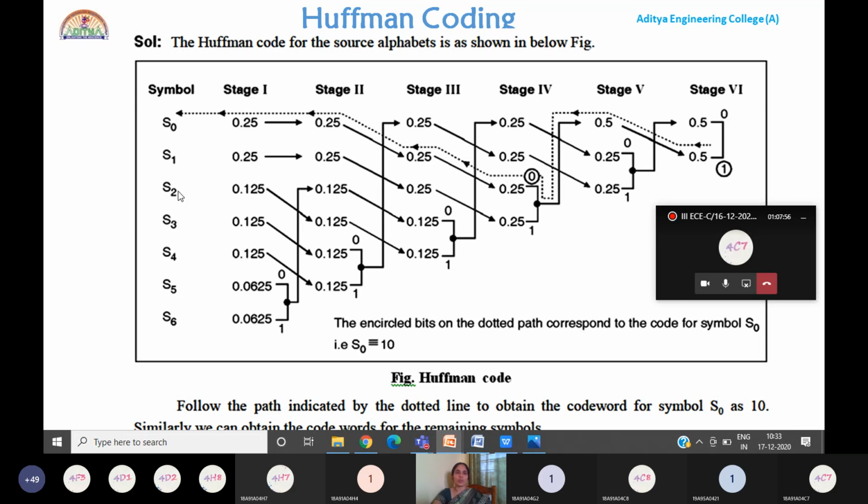I request any one of the students to please tell me what is the code word for S2. Any one of you, please. Please follow the path of symbol S2 to calculate its code word and represent the code word in the reverse order. Can any one of you tell me what is the code word for S2?